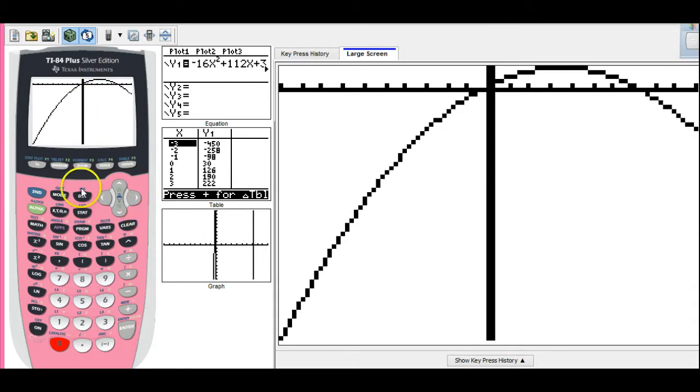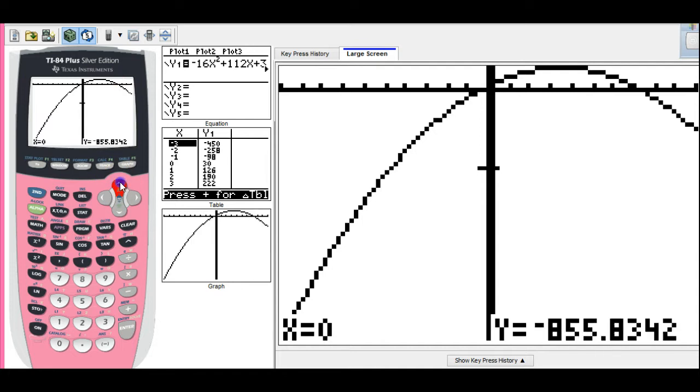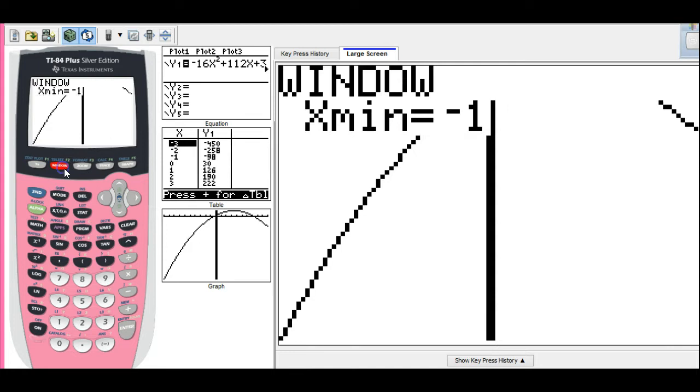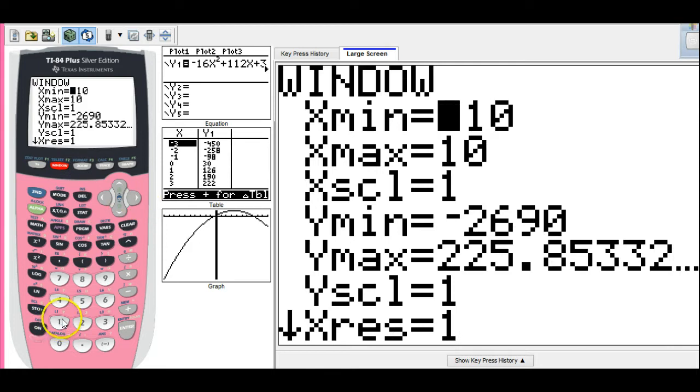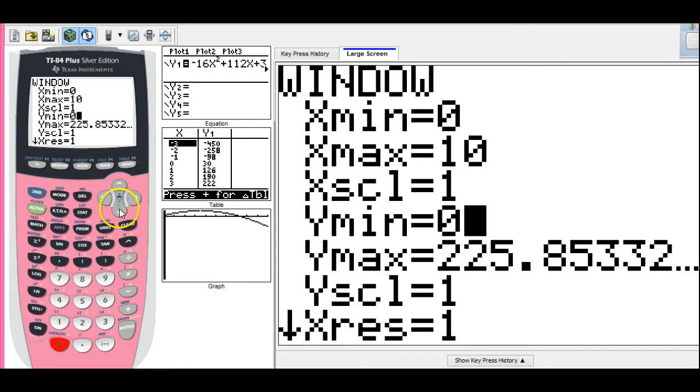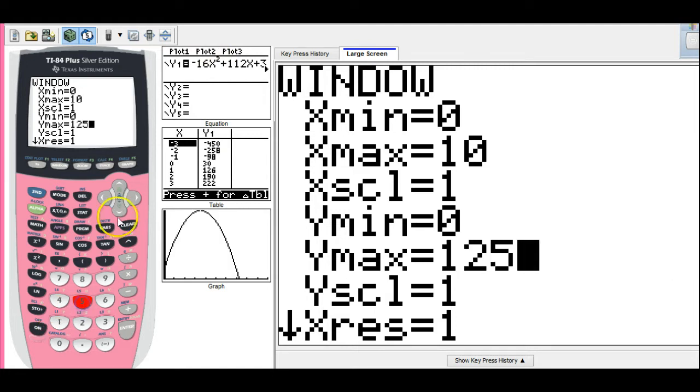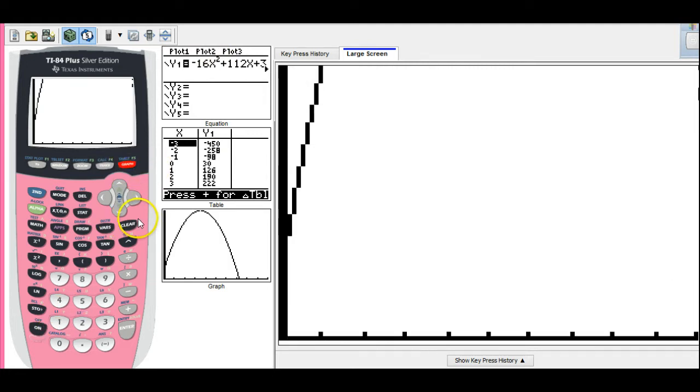Okay, it still looks kind of funny, so I'm going to see if this lets me trace it all the way up here. It doesn't change my screen, of course not. So what I'm going to do is change my window. My x minimum I know is going to be 0. My x max I'm going to leave at 10. My y minimum I like to be 0. My y max, if I look at my graph, 112 is in this thing, so I'm going to go above 112. Maybe 125. And now let's look at the graph.